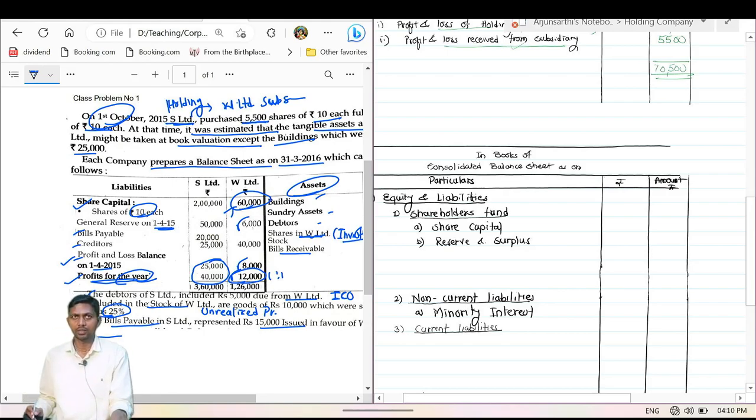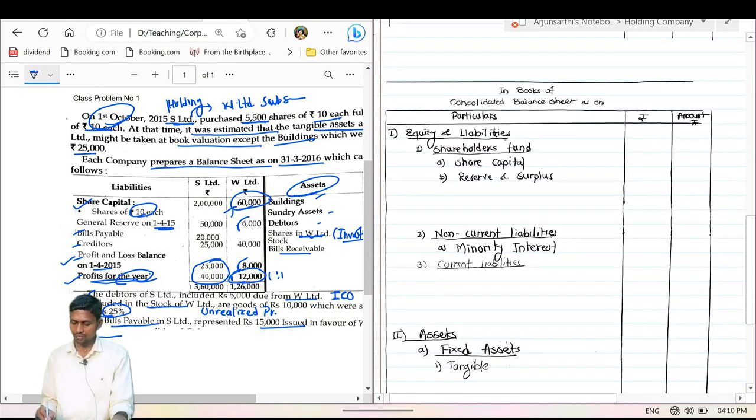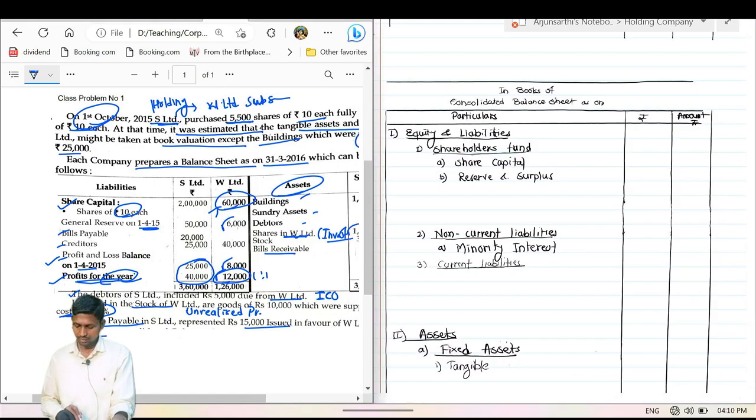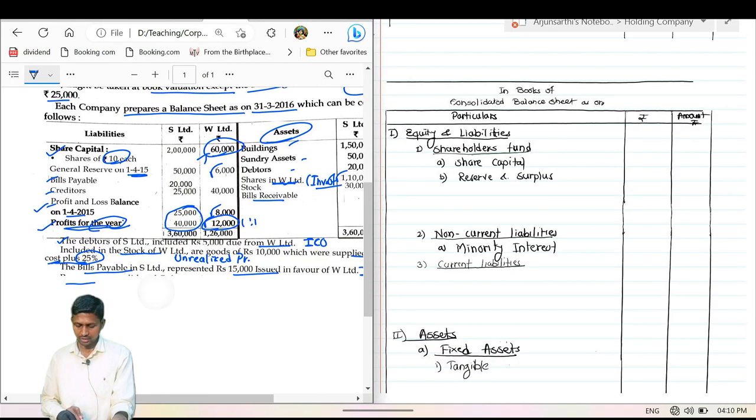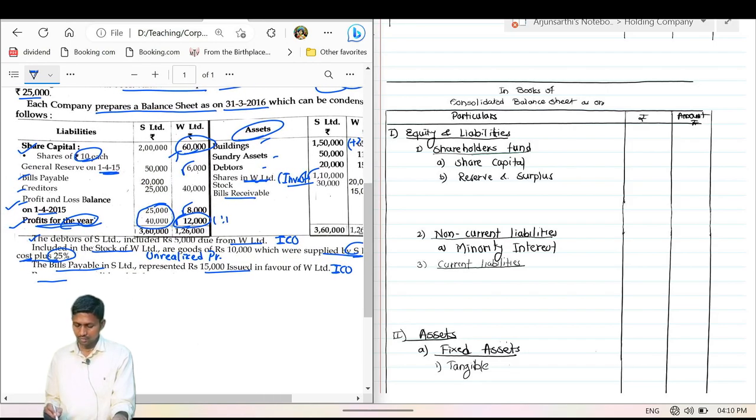And then, my dear students, we'll move ahead for the final part of the consolidation, holding and subsidiary, that is what? Consolidated balance sheet. Consolidated balance sheet, first what? Equity and liabilities. In that, shareholders' fund, and in that share capital. Now, share capital of what? As I said here, first principle. Now try to remember the rules.